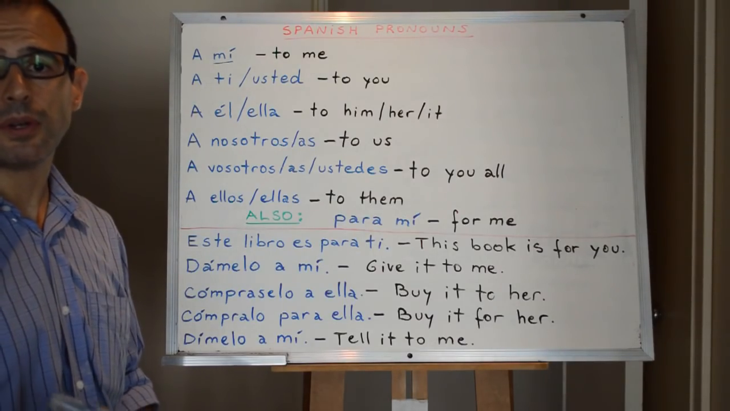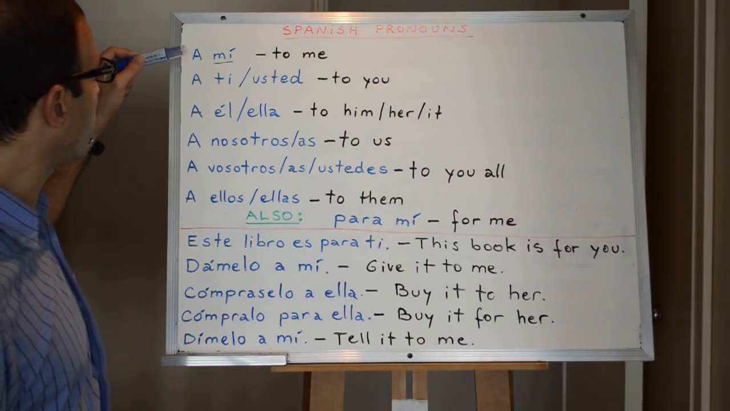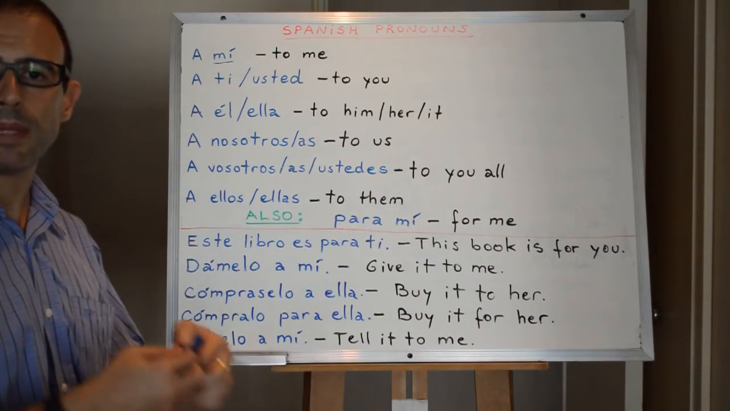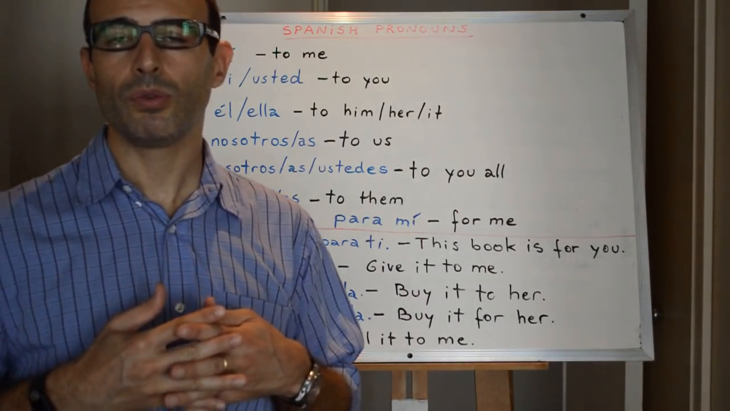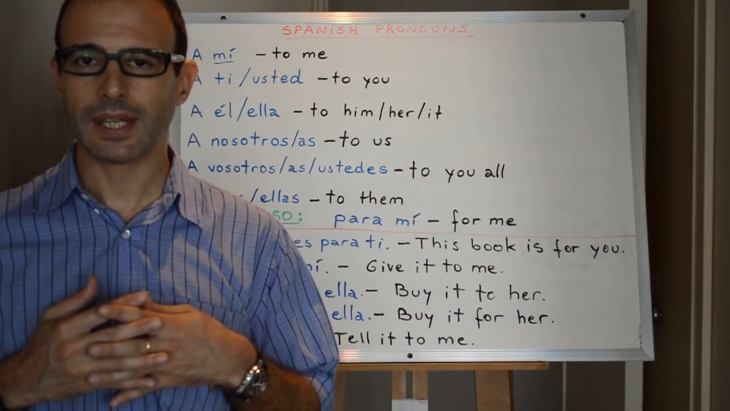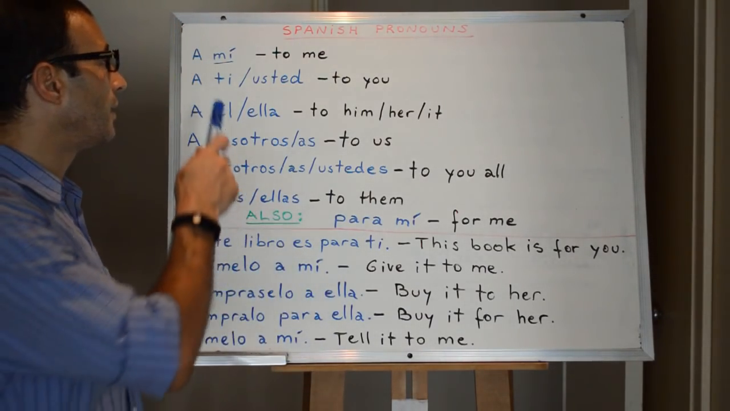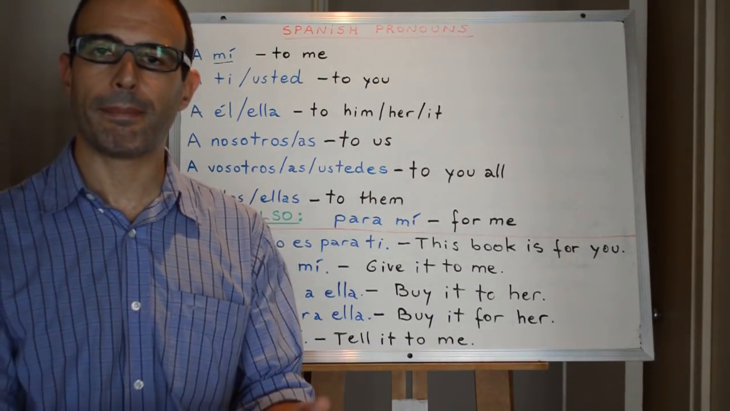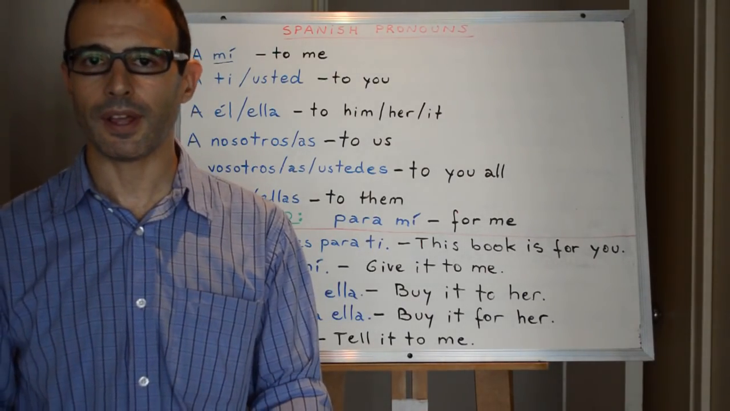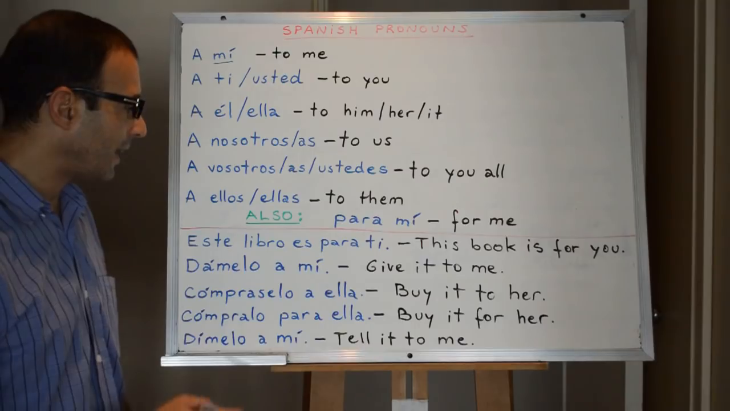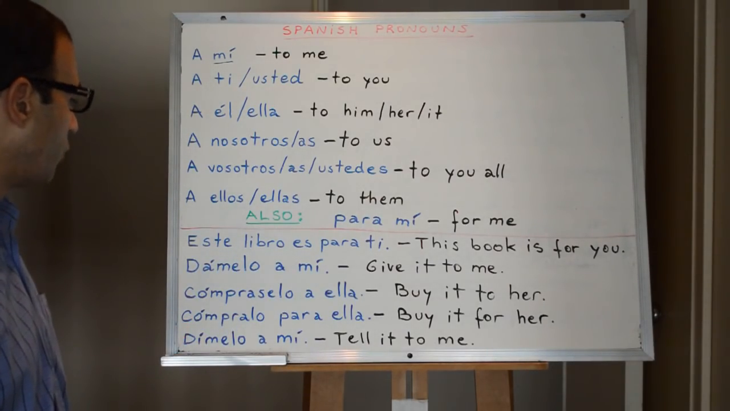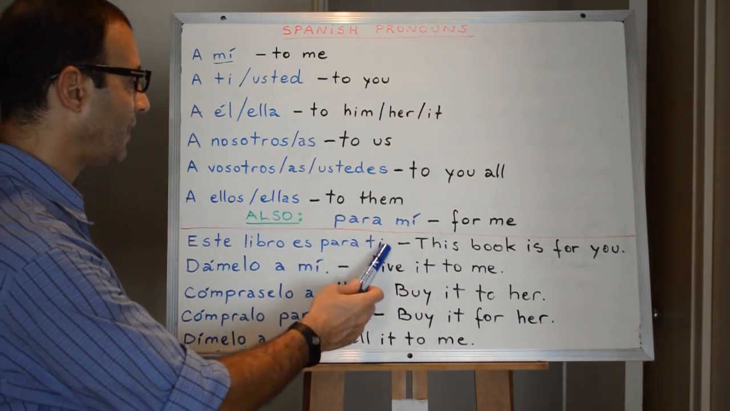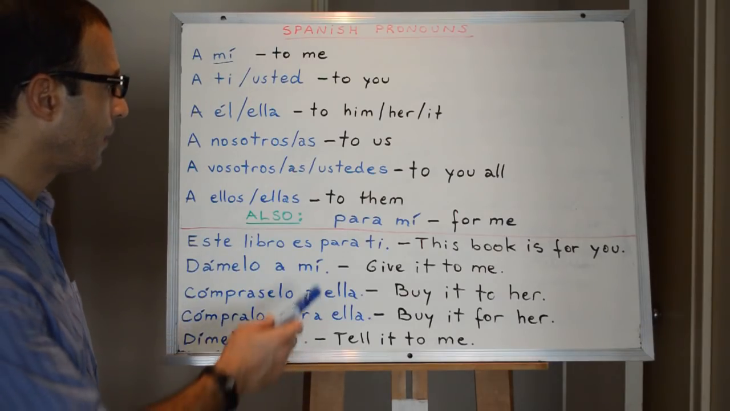So, the only ones that change are me and ti, right? Para mí, sorry. A mí is to me. Para mí is for me. And a ti is to you, and para ti is for you. Now let's see a few examples, okay? So, este libro, which means this book, es para ti, is for you, right?